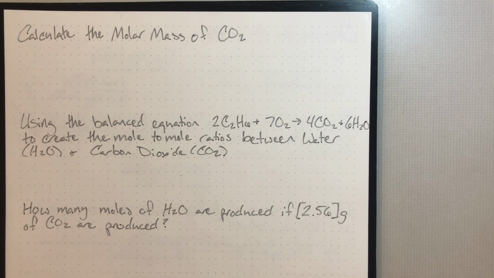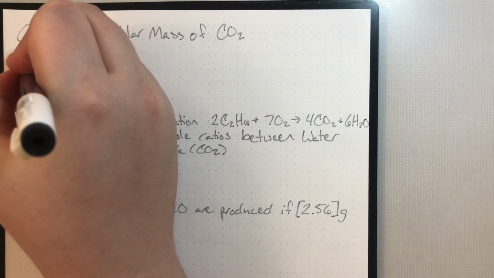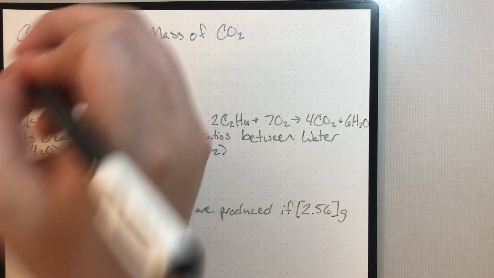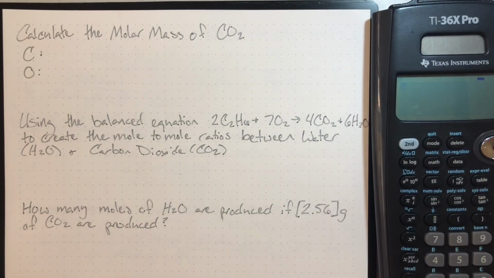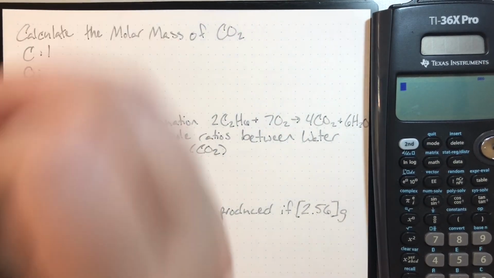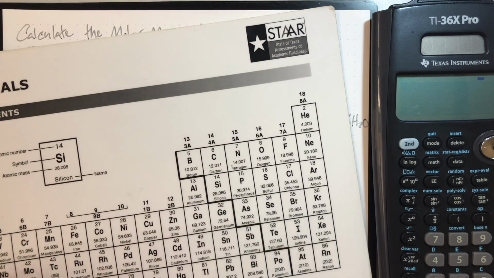Calculate the molar mass of carbon dioxide. First up, I will need to list out everybody that is present. So I have carbon and I have oxygen. Next, I will reference the subscripts to determine how many of each I have. Carbon has an invisible subscript, which would make it 1. Carbon's mass from the periodic table is 12.011.